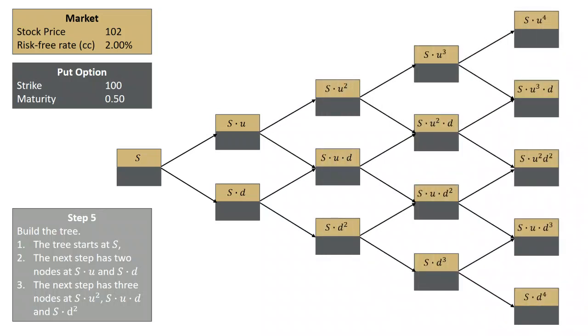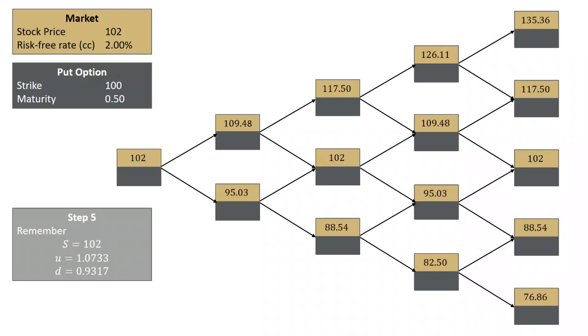We end up with S times U to the fourth and so on in that last slice. We've got 4 steps in this tree and 5 slices. Now, remember, S is 102. U is 1.0733 and D is 0.9317, so we can fill in the actual values of our stock in our tree.